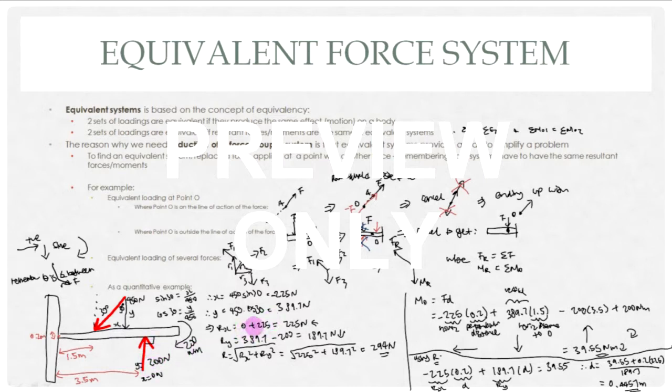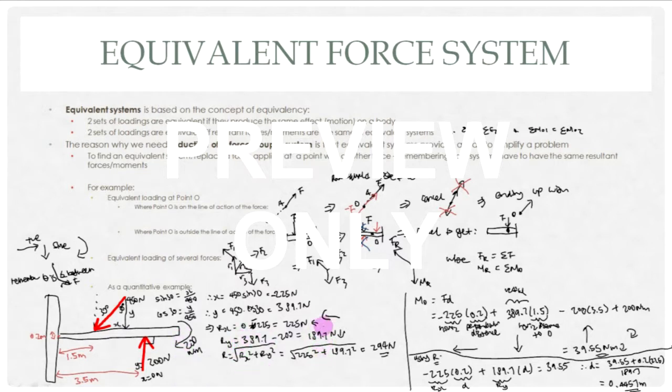Now here, Rx, you can also write as minus 225, which is going to give you 225 newtons. Because it's minus, it's going that way. So it's going this way. Ry, on the other hand, is going to equal 389.7, so that's the y component of that, minus 200 because it's going the opposite direction, and that will give you 189.7. And because it's positive, that will be going down.